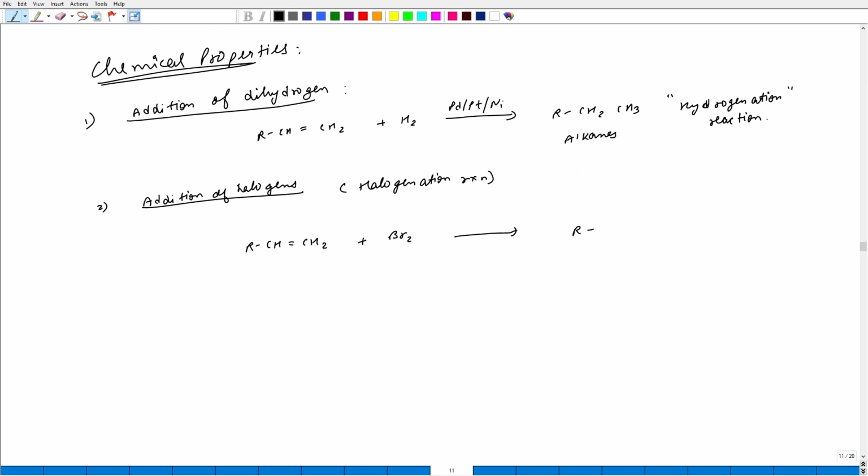Under normal conditions, alkenes do not react with these bromine molecules. But in the presence of, let us suppose, some CCl4, one bromine goes to one carbon of the alkene and another bromine goes to the other carbon. So, this happens and this is a trans addition.